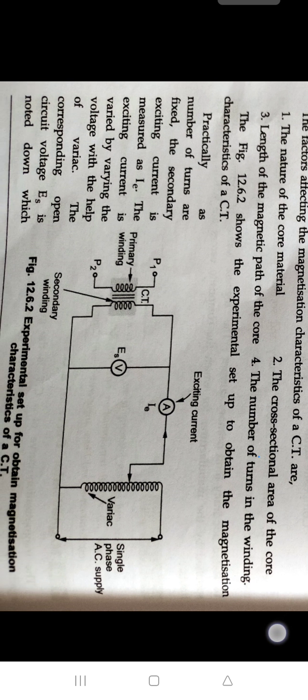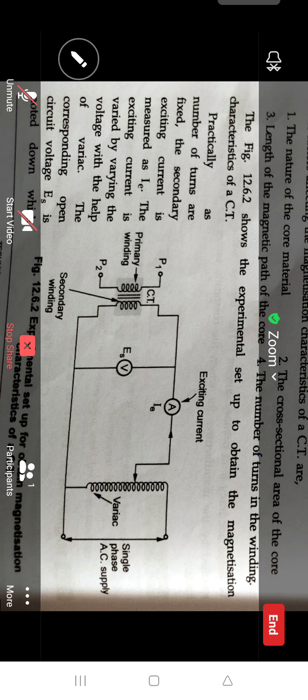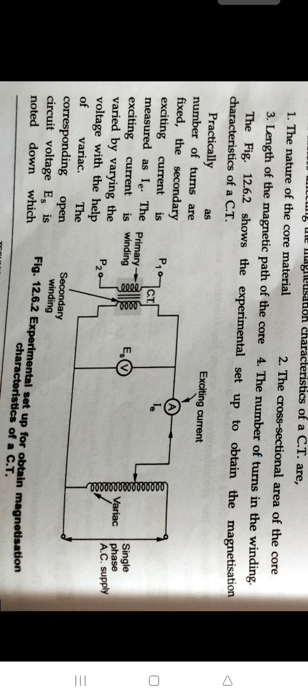Now this figure shows the experimental setup to obtain the magnetization characteristic. How to obtain this magnetization characteristic? Practically, as the number of turns is fixed, the secondary exciting current is measured as IE, the secondary current. The exciting current is varied by varying the voltage with the help of a variac. The corresponding open circuit voltage ES is noted down, which represents peak flux density.